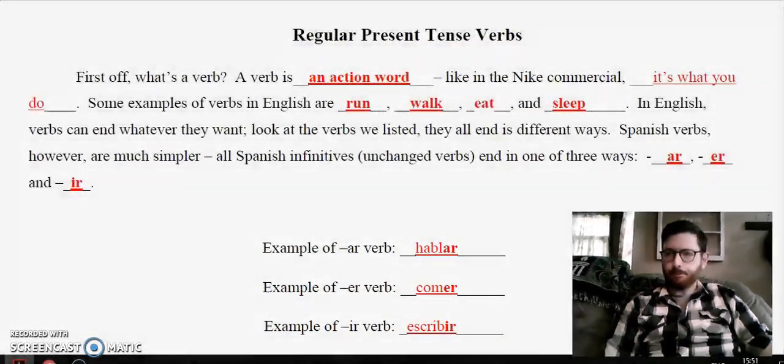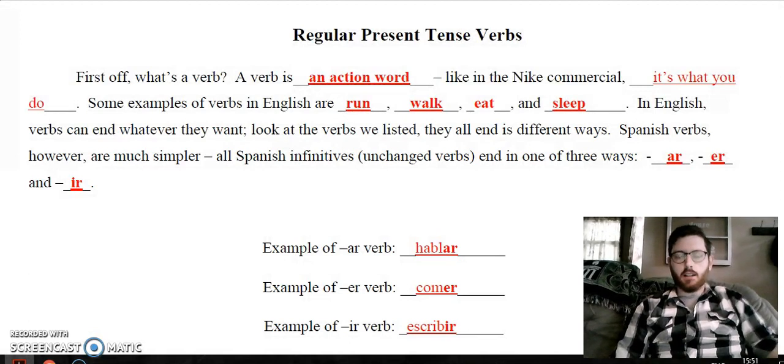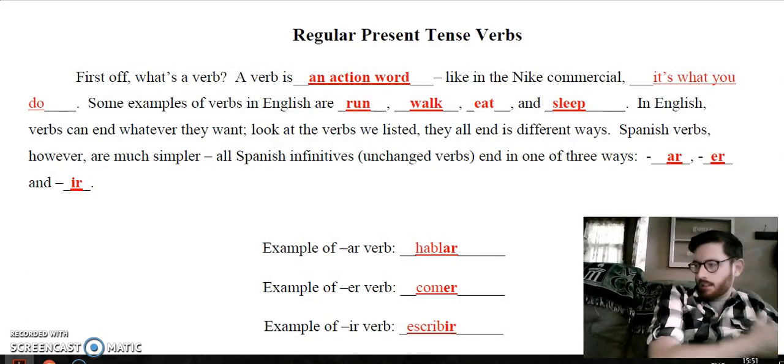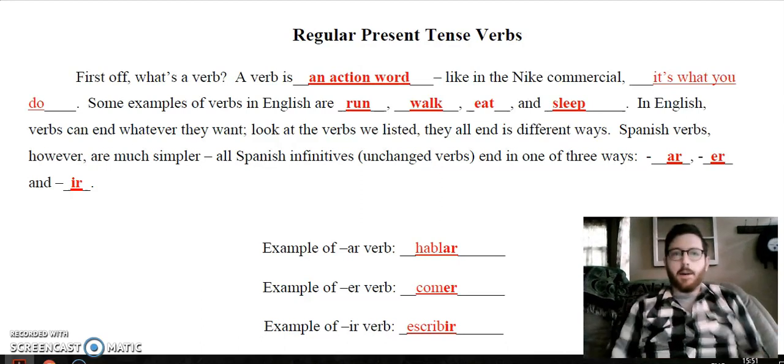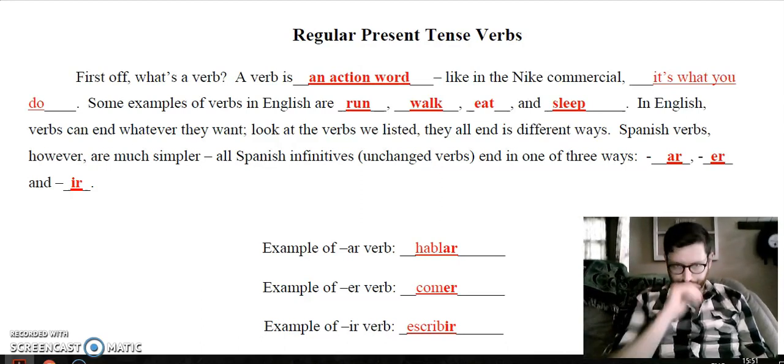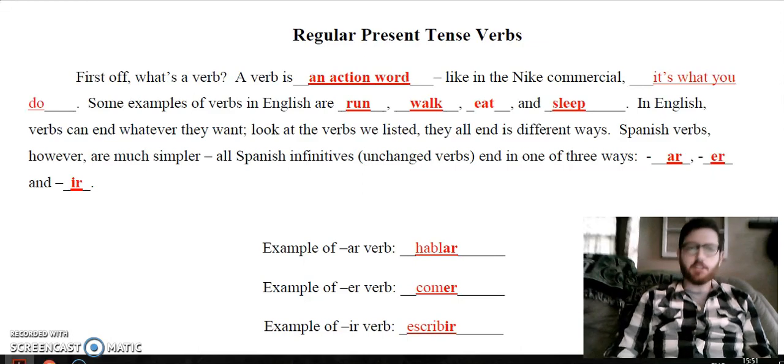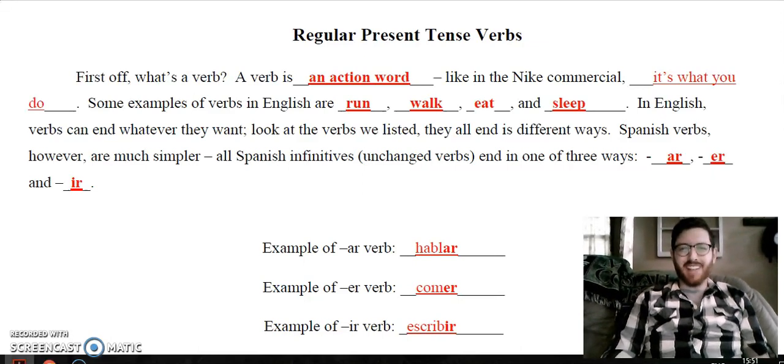So, the final thing that I want to look at that'll be on the test for this chapter is regular present tense verbs. And the notes start out by asking, first off, what's a verb? Remember that a verb is an action word.